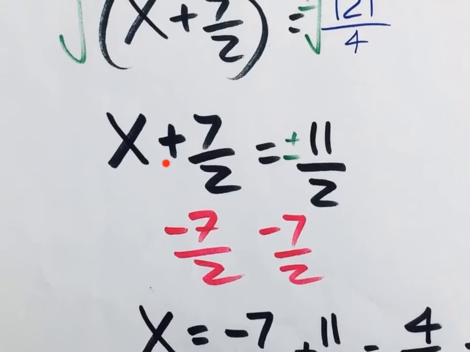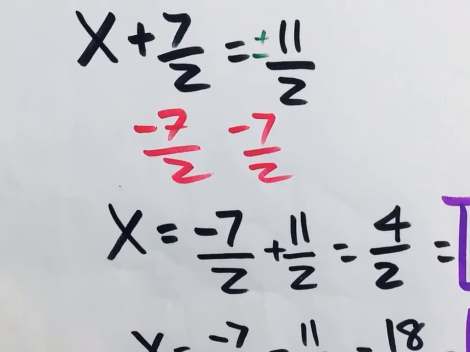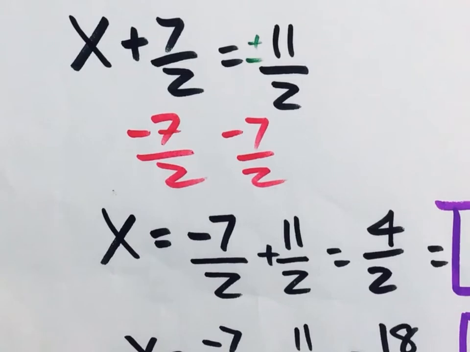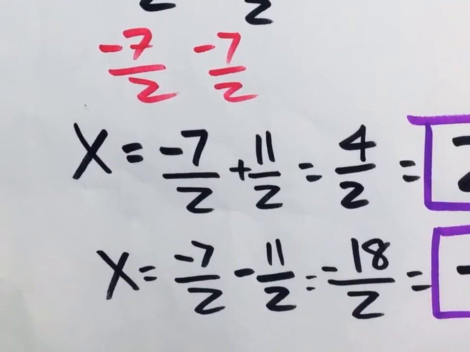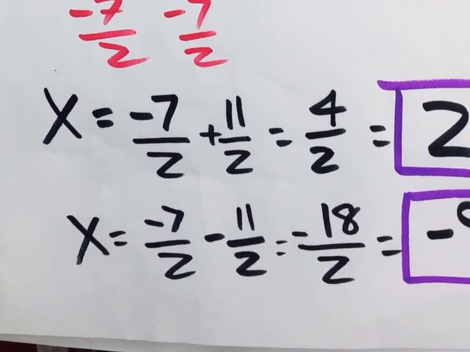We're going to do the inverse operation. We're going to subtract 7/2 from both the left side and the right side. And when we do, that's going to give us what? Well, we're going to have two sets of answers.